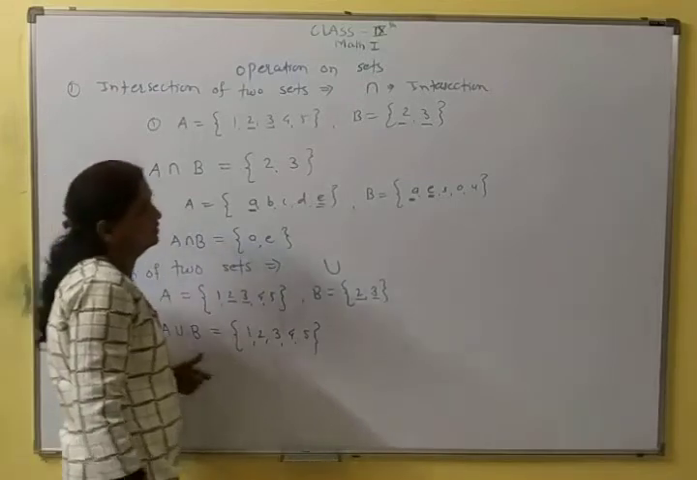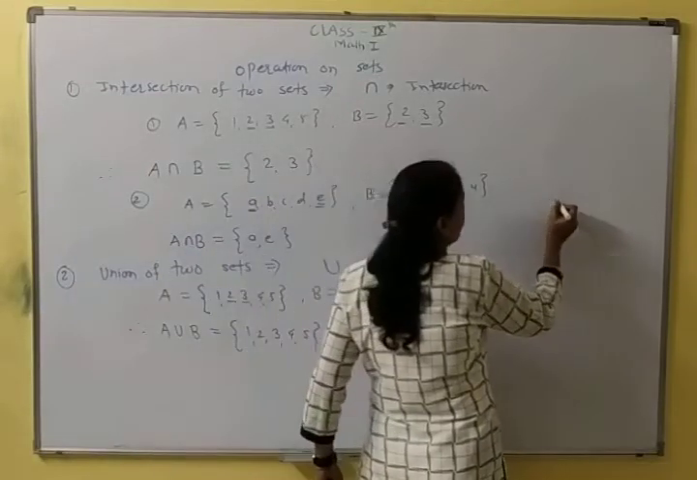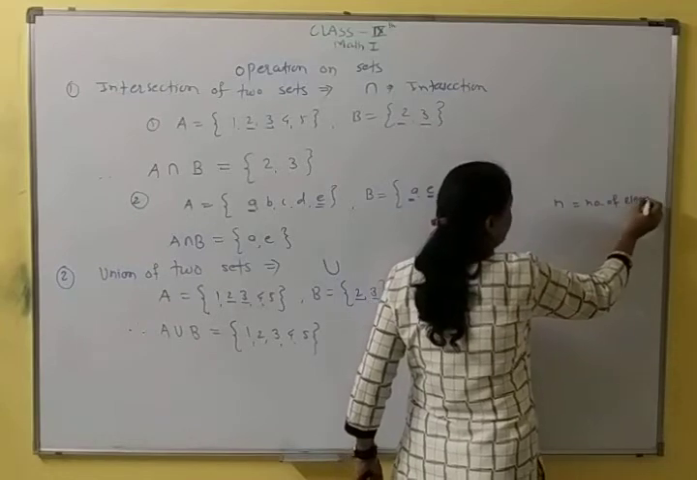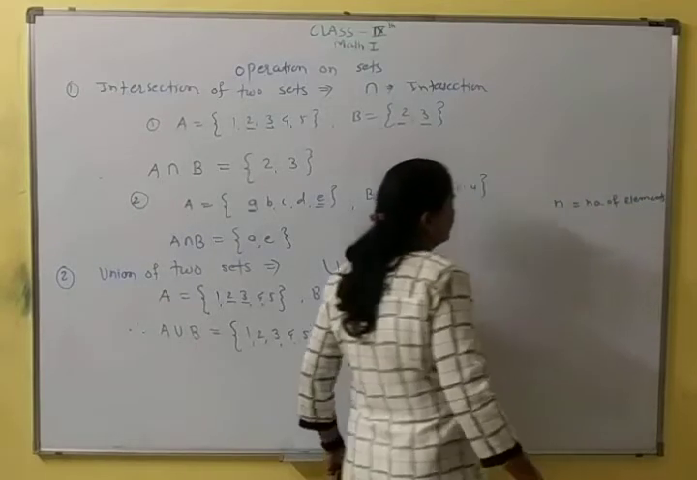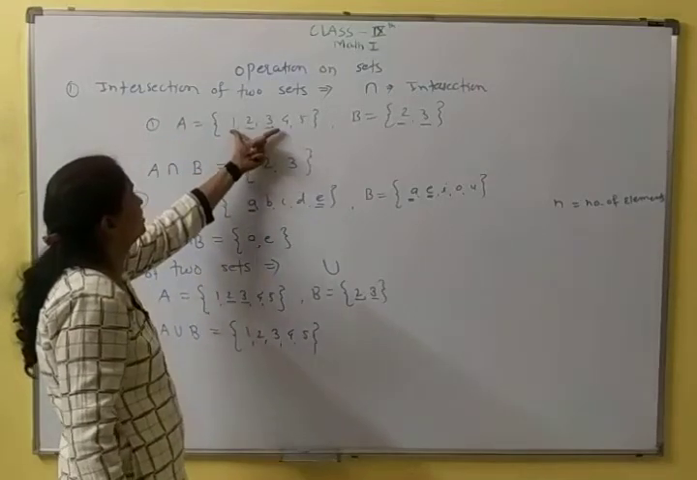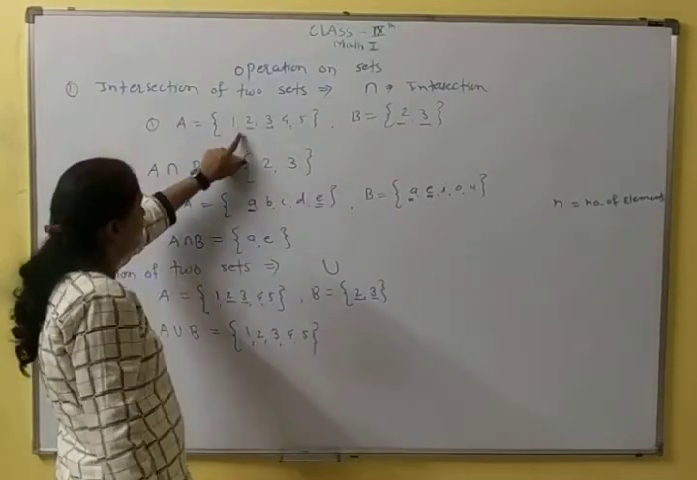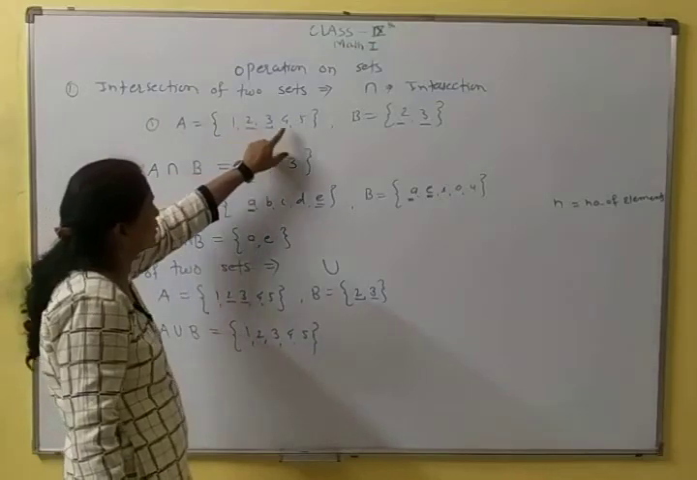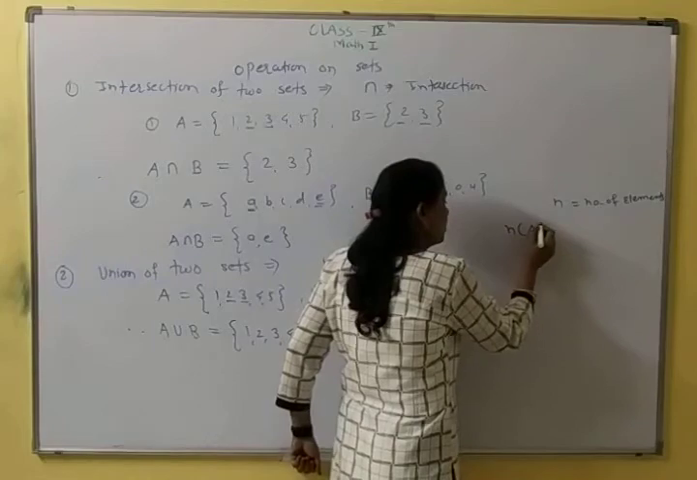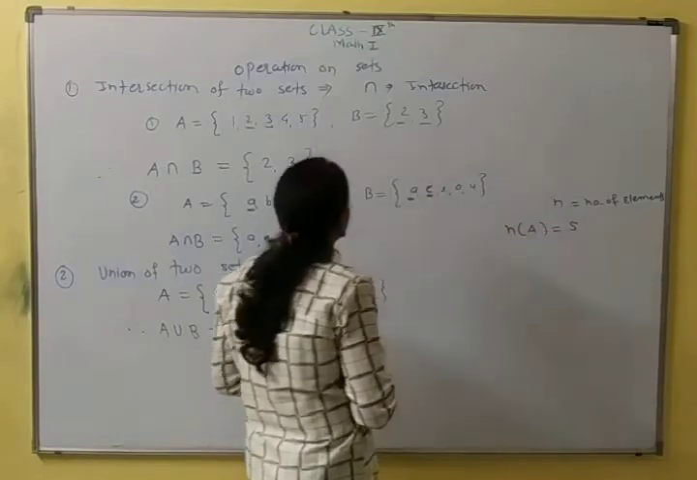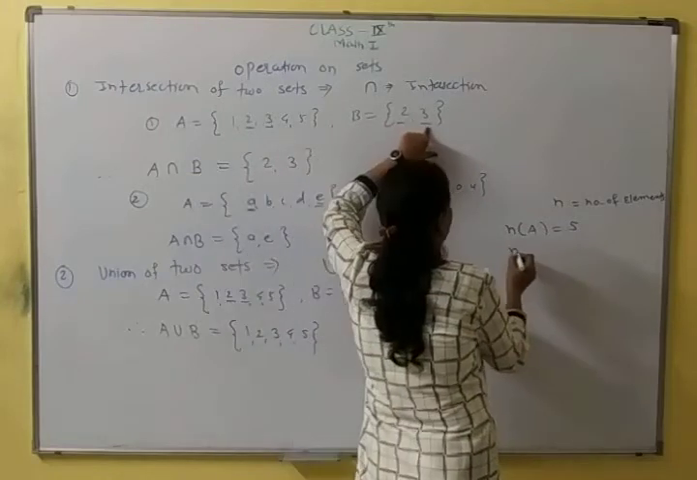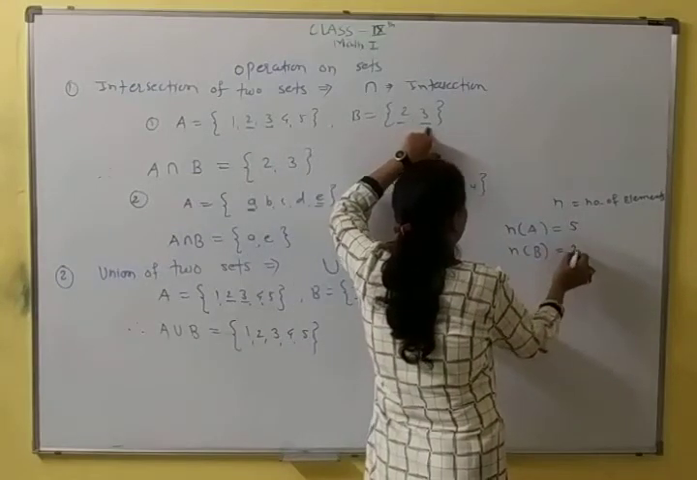Number of elements is denoted by small n. Small n is equal to the number of elements, how many elements are in these sets. Suppose in A, 1, 2, 3, 4, 5, these are natural numbers. How many elements are in set A? 1, 2, 3, 4, 5, that is 5 elements. Therefore n of A equal to 5. Then B, how many elements are there? 1, 2. Therefore n of B equal to 2.